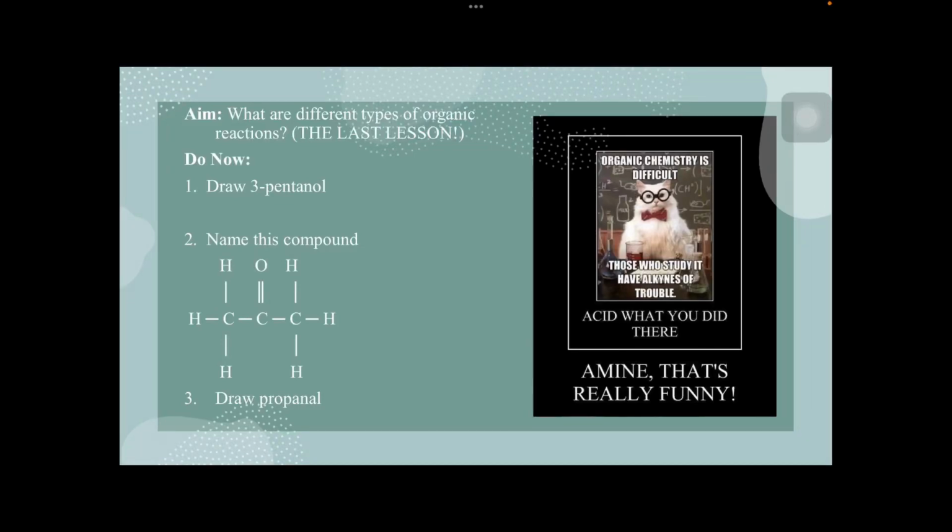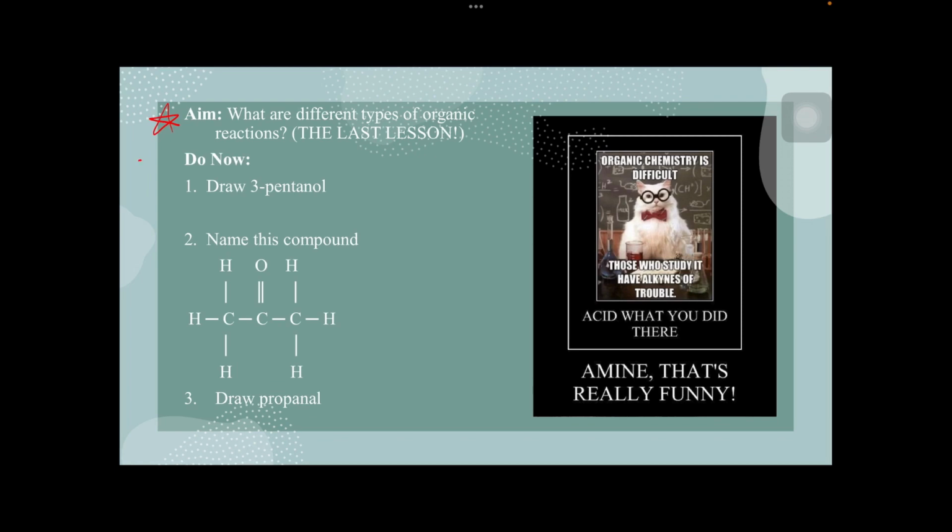Okay, everybody, we are at the last lesson of the year. So you should have your packet for the second part of the organic unit. And we are looking at the very last lesson, which is what are different types of organic reactions. So now we're going to put together the different types of organic compounds that you've been looking at on reference tables Q and R and put these into the context of chemical reactions.